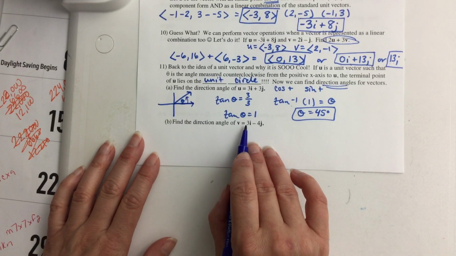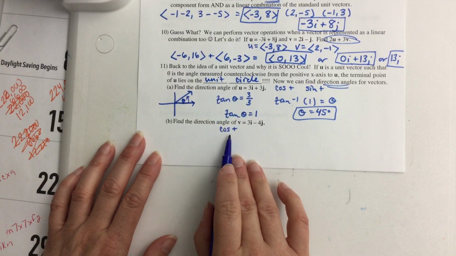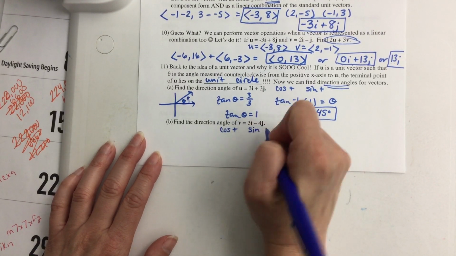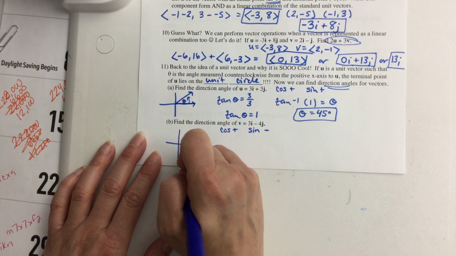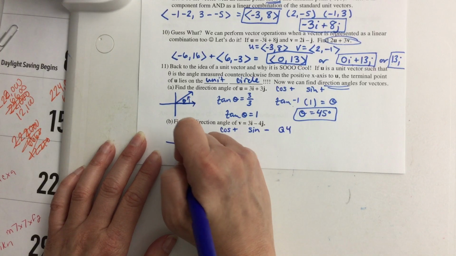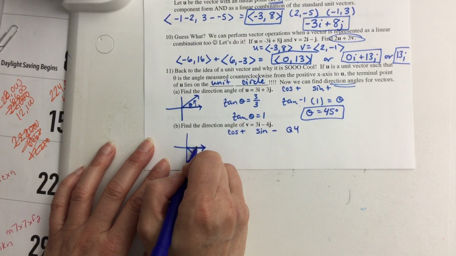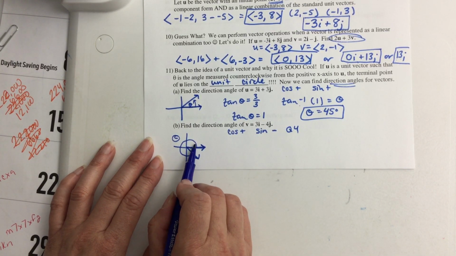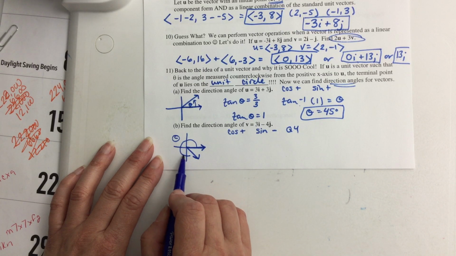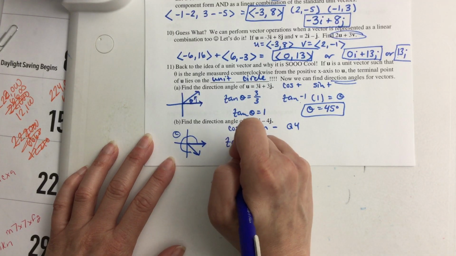Okay, the next one. The cosine, the x value is positive, so we know we're going to the right. The sine is negative. So if I go to the right and down, we are in quadrant 4. So when I'm finding my direction angle, it means I'm starting here and going all the way around here. So I know this is going to be more than 270 degrees because it's passing the 90, passing the 180, passing the 270. Okay, let's go ahead and find the formula.